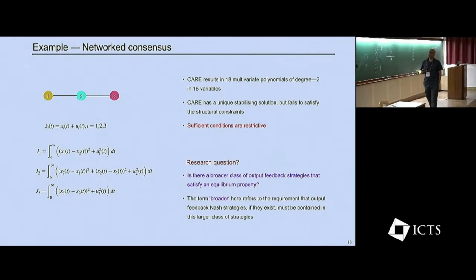So our research question is: is there a broader class of output feedback strategies that satisfy an equilibrium property? Here, broader refers to the idea that if a Nash equilibrium exists, it must be an element of the new class of strategies I am talking about.